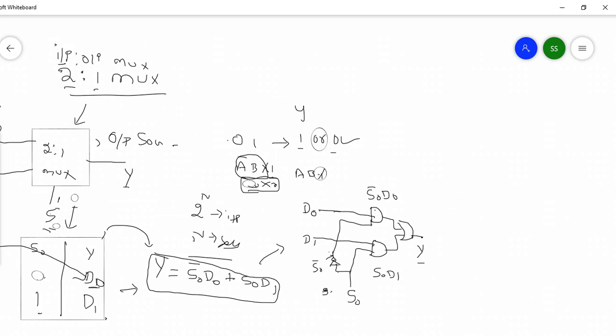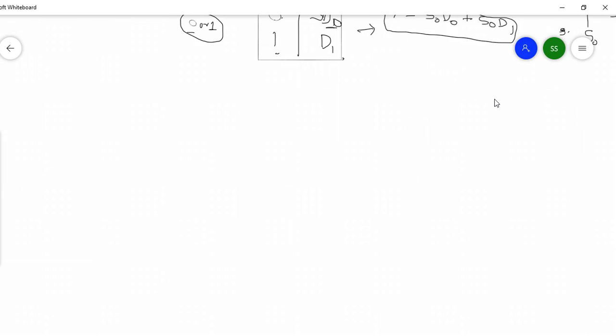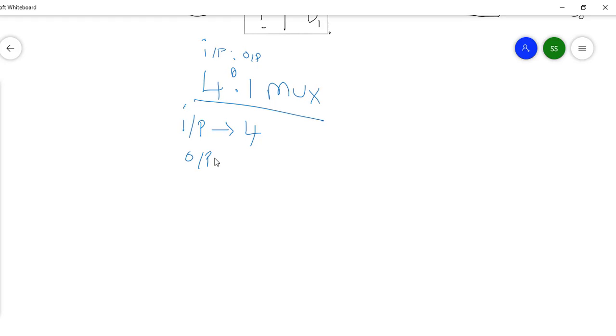For the 4 is to 1 mux, what changes do we have to make? We have done something for the 2 is to 1 mux. Now in the 4 is to 1 mux, how many inputs, how many outputs, and what changes do we have to make? First I'll write 4 is to 1 mux. In this 4 is to 1 mux, the format is input is to output. So in this heading we can say the input is 4, and the output is always 1.